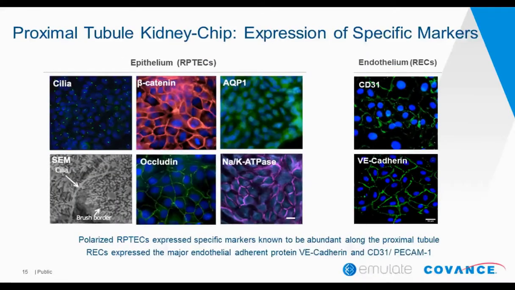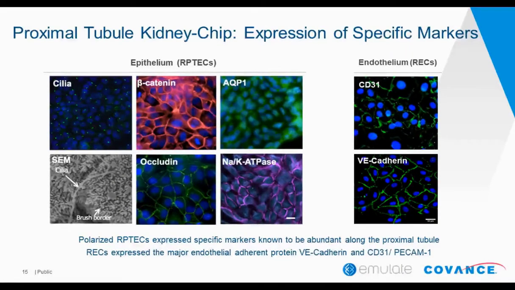We can also stain and image specific markers of both epithelial and endothelial cells directly in the chip using standard fluorescent microscopes, including confocal and high-content imager. We can label the primary cilia by immunofluorescence staining of acetylated tubulin or a scanning electron microscope. And from that, you can also see brush borders in the proximal tubular epithelial cells.